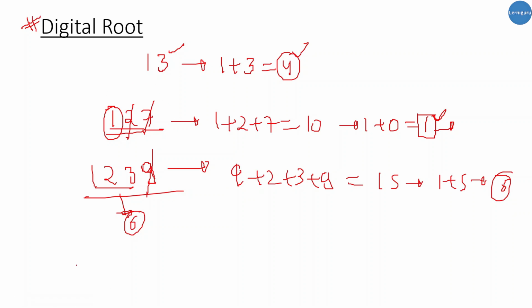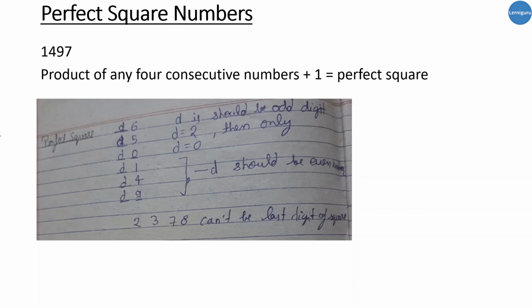Okay, so let's come to this part. Perfect square numbers. Perfect square numbers are those numbers whose square root is an integer, like root 4. 4 is a perfect square because the square root of 4 is 2. 16 is a perfect square because the square root of this is 4. So the definition of perfect square number is clear.